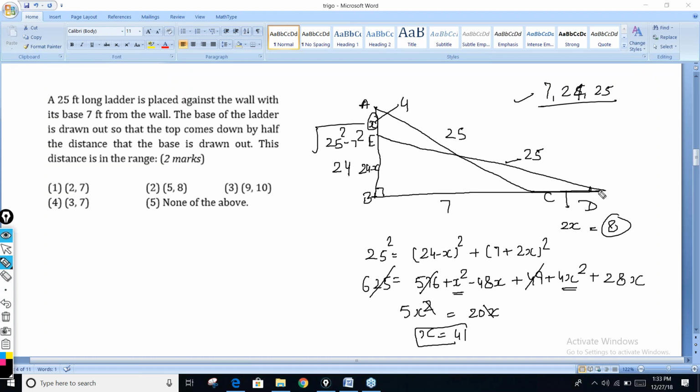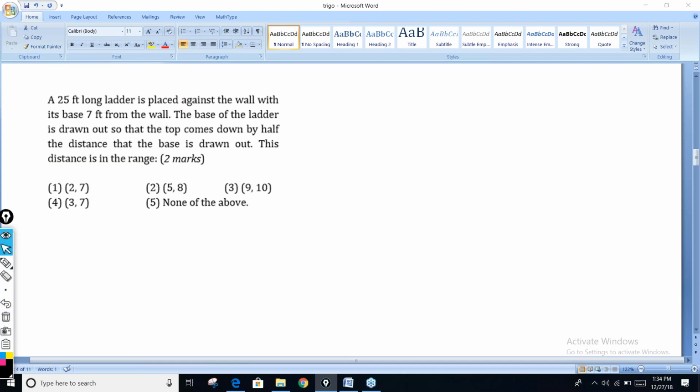This distance. So which range? 8 is not included, so no, no, no. So the correct answer is none of these. So this distance is in the range of none of the options. Answer should be 8. Do not mark 4 because 4 is here also and here also. So answer should have been more than one of the above. So that is clear that it is not asking this distance, it is asking this distance. Okay, come to the next one.